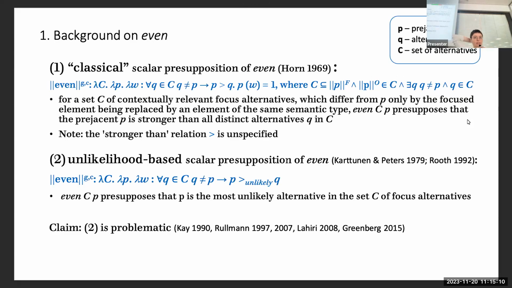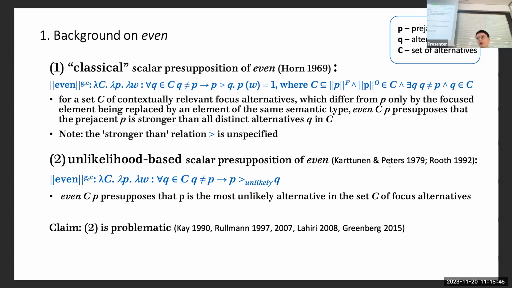Okay, some background on "even". In (1), you can see the classical scalar decomposition of "even", which says that for a set C of contextually relevant focus alternatives, which differ from P only by the focus element being replaced by an element of the same semantic type, "even C P" presupposes that the prejacent P is stronger than all distinct alternatives Q in C. You can notice that in this definition, the stronger-than relation is unspecified.